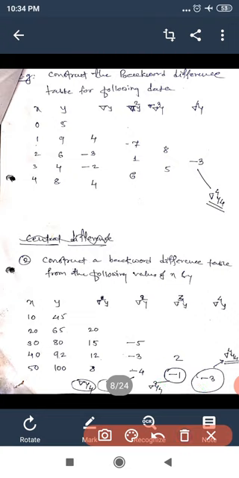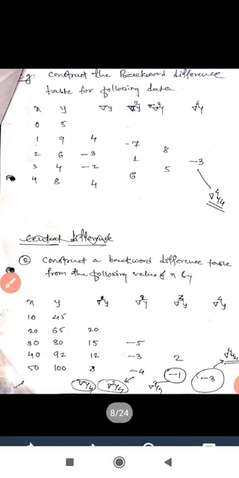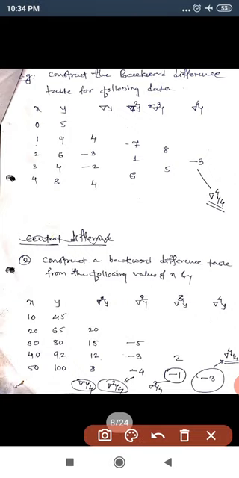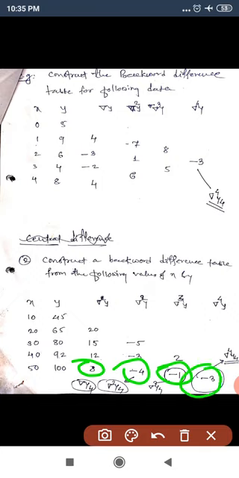here the important values are the last values. How many values are here? y0, y1, y2, y3, y4. Del of y4. This value is what? Del square of y4. This value is del cube of y4 and this value is del to 4 of y4.